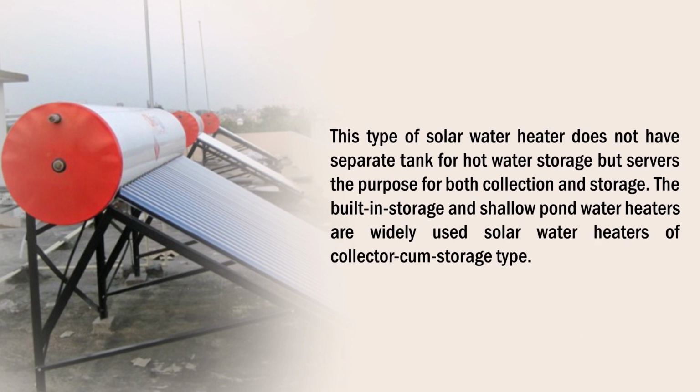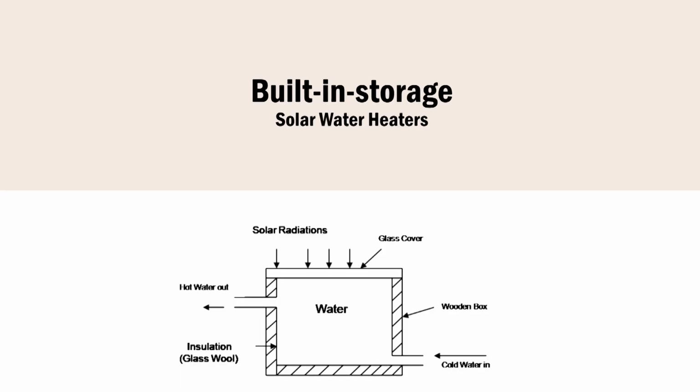This type of solar water heater does not have any separate tank for water storage but serves the purpose for both collection and storage. The built-in storage and shallow pond water heater are widely used solar water heaters of the collector-cum-storage type. Here you can see the built-in storage type solar water heater. A schematic diagram of the built-in storage solar water heater is shown here, you can go through it. Such types of collector are good in efficiency, easy to install and low in cost.